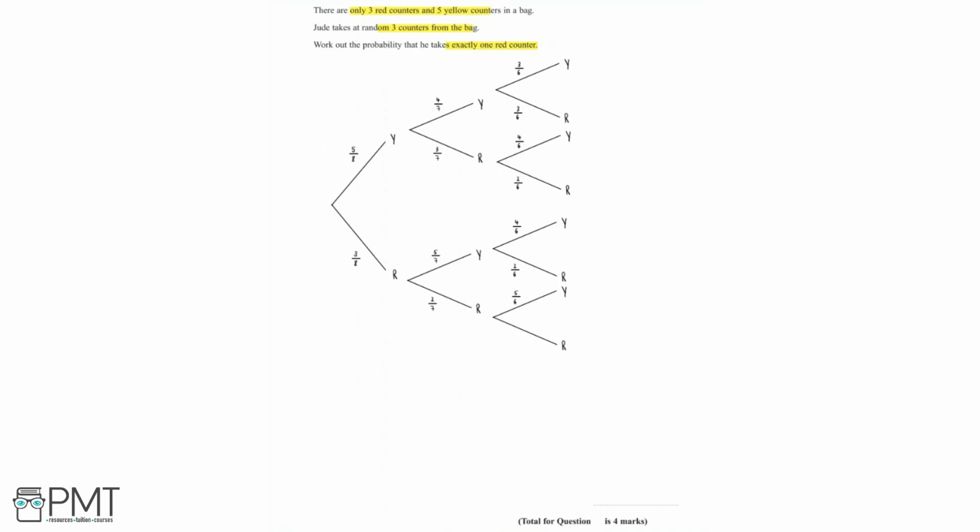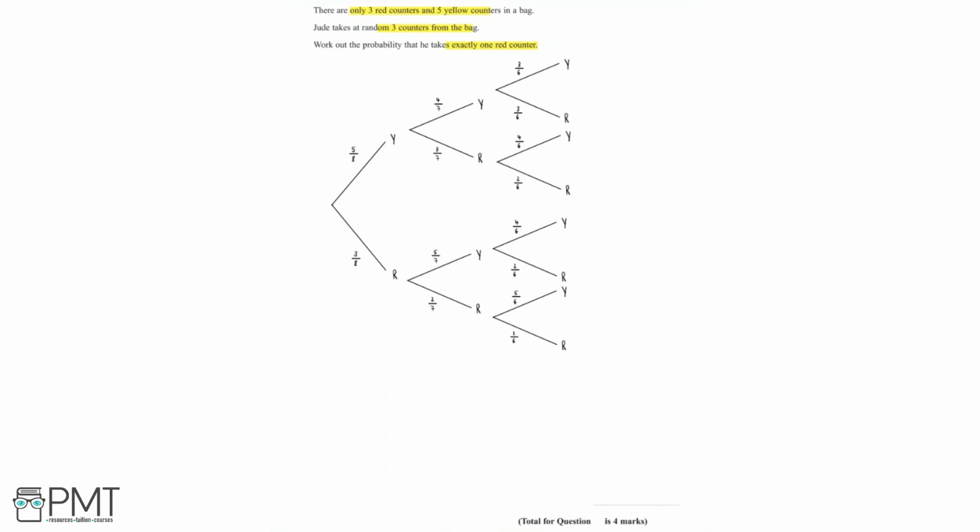And finally, if we've taken a red counter and then a red counter, that means 2 red counters have already been taken, and we started off with 3, and so there's 1 red counter left. And so if we take red the first time and red the second time, the probability of taking red the third time would be equal to 1 out of 6.